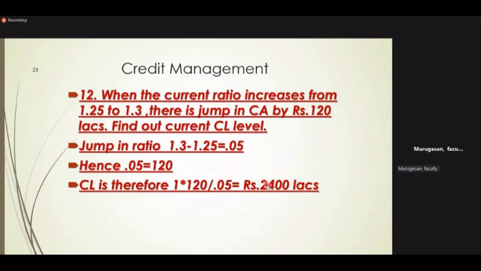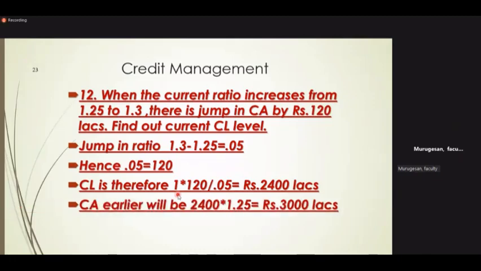So with 2400, what will be the current assets? Current assets will be 2400 into 1.25, which is 3,000 lakhs. Now you find the ratio is 1.25 only. Now 120 increased, so the new current assets will be 3,120.